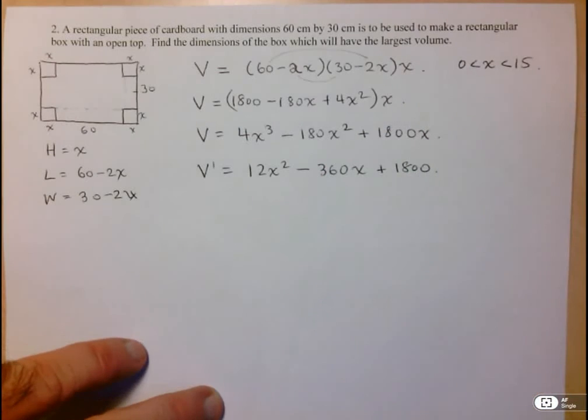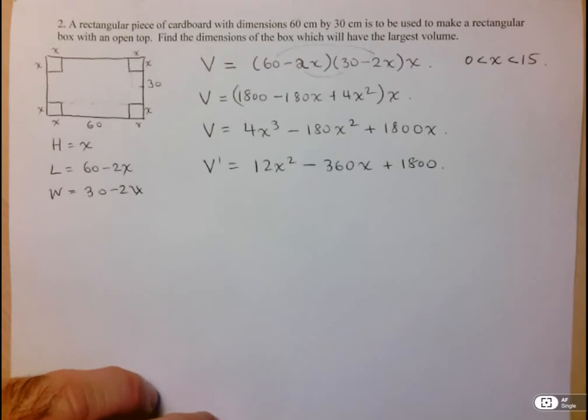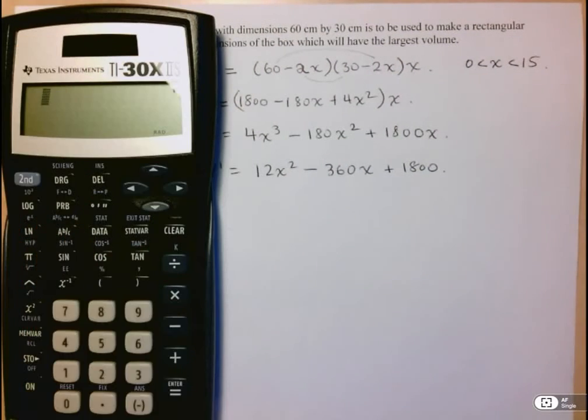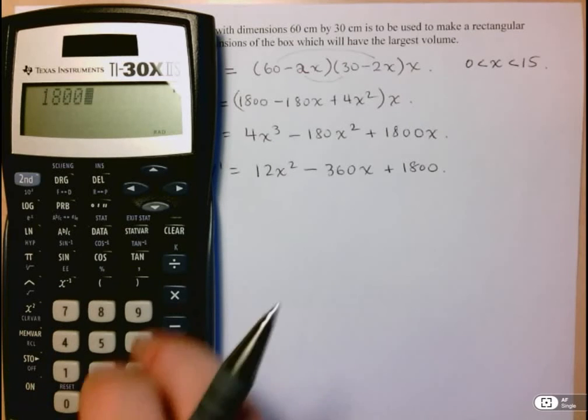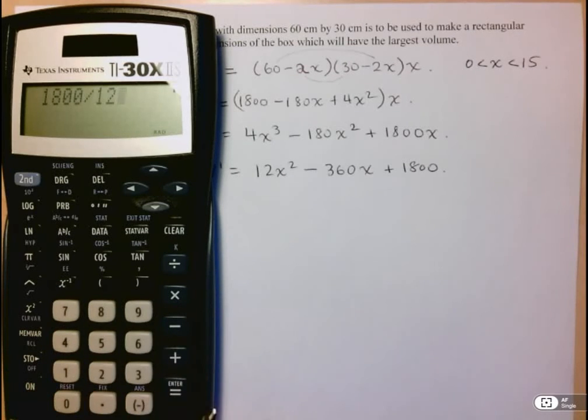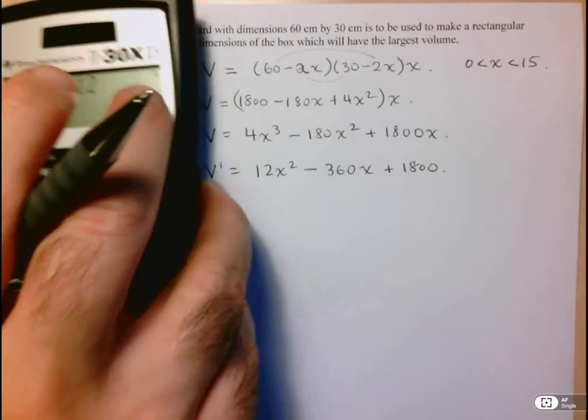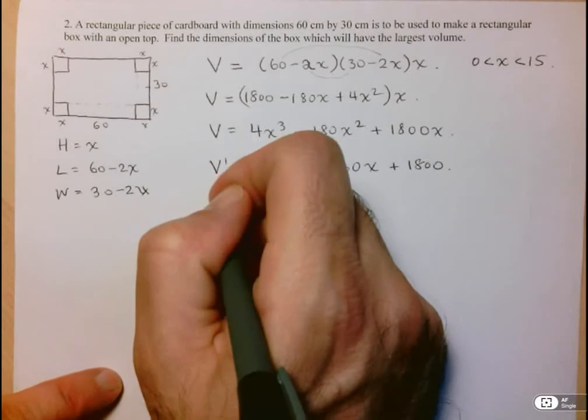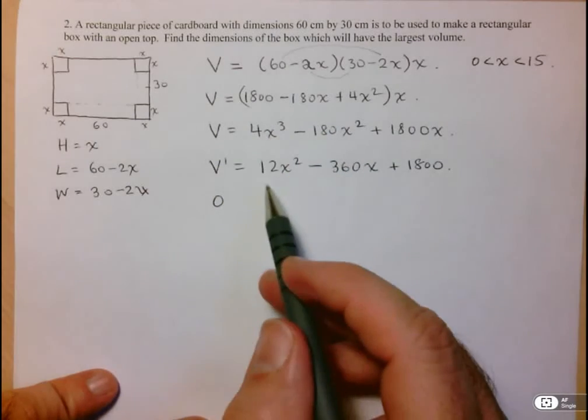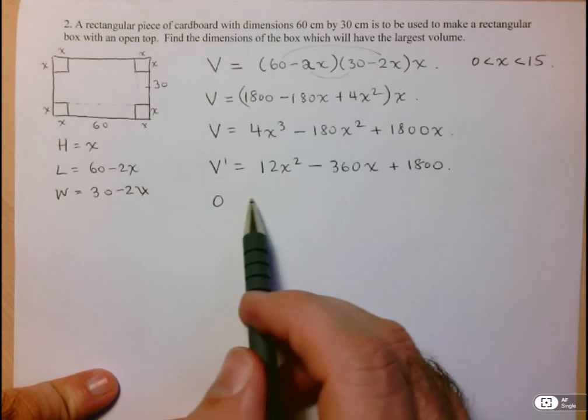Okay, so I would say we're going to be setting our derivative to 0, but let's try to make life easier for each other. See if 1800 is perfectly divisible by 12. So 1800, and I believe it is, divided by 12 is 150. Okay, so I will be setting this to 0. And in the same step, I'll divide both sides by 12.